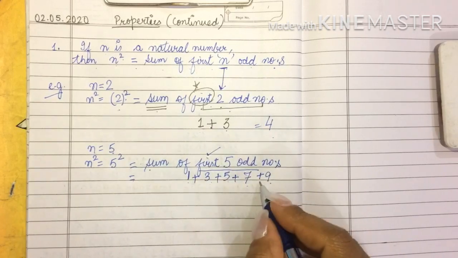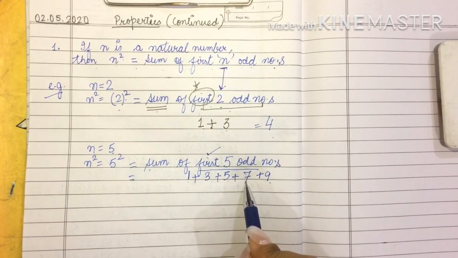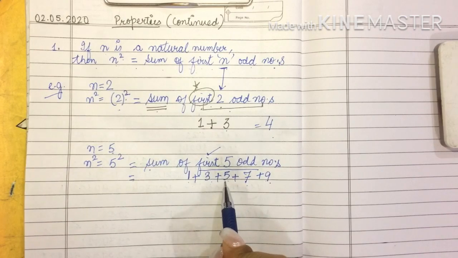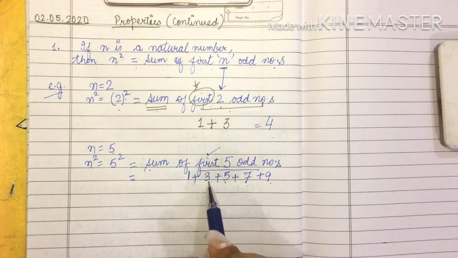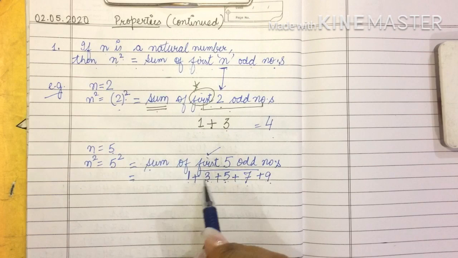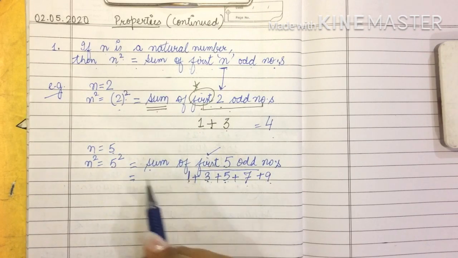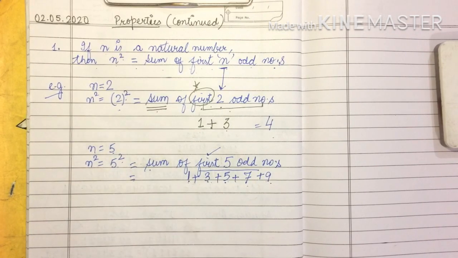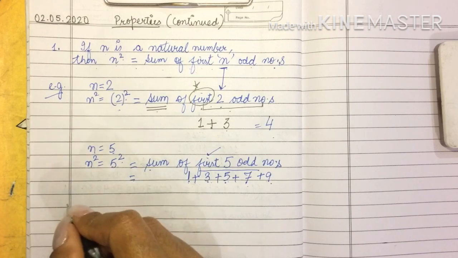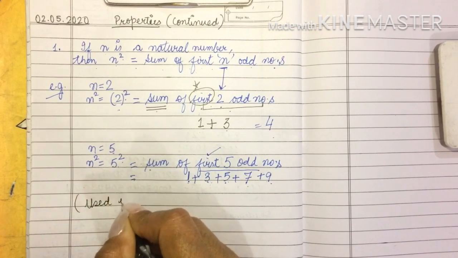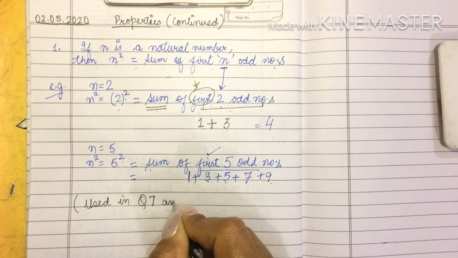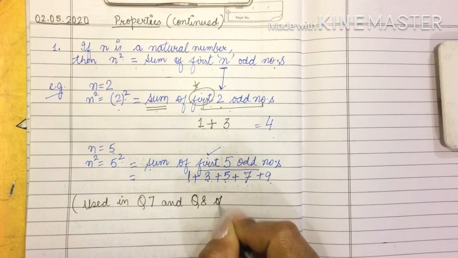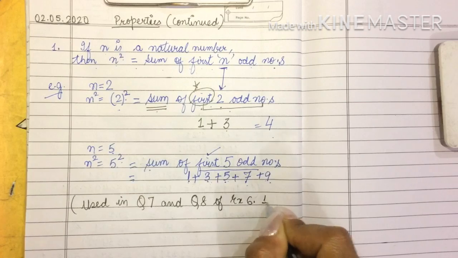Now let us see if this is correct. 9 plus 7 is 16, 16 plus 5 is 21, 21 plus 3 is 24, 24 and 1 is 25, and the square of 5 is 25. So this is how we will use this property to do question number 7 and question number 8 of the exercise. This will be used in question 7 and question 8 of exercise 6.1.